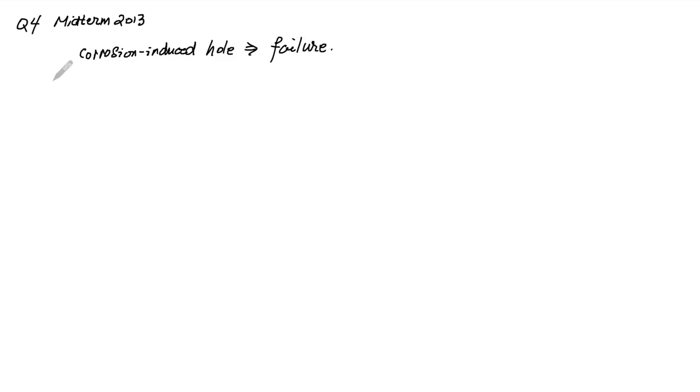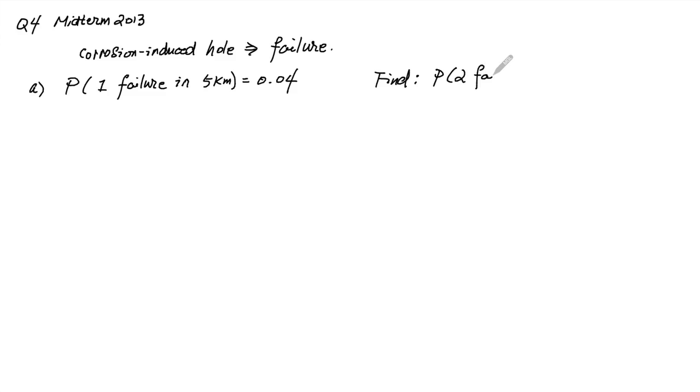Okay. In part A, we're given that the probability of having one failure in 5 kilometers is equal to 0.04. And what we want to find is the probability of having 2 failures or 2 corrosions in 30 kilometers.